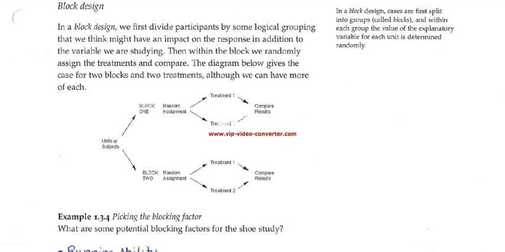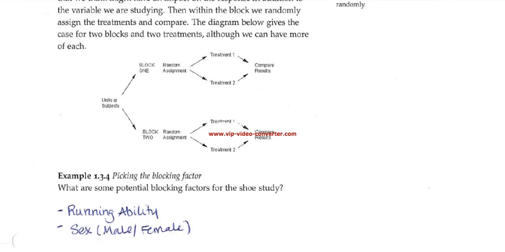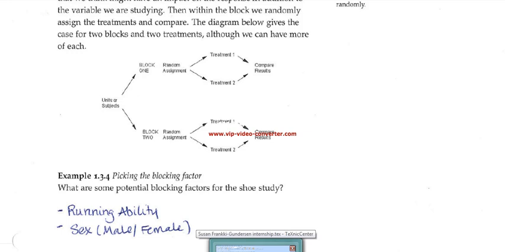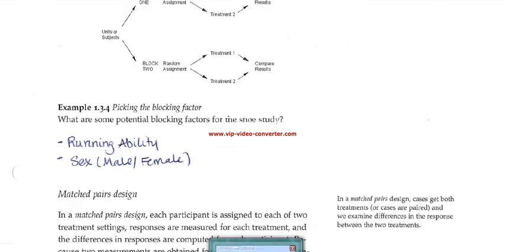Another option is maybe male or female. That might have an effect on the running speed, and so maybe we have the male-female groups, and then within that group we look at the 2 different things, the treatment 1, treatment 2 of the 2 shoe types. Maybe we look at age and have like 4 different age groups and we split up according to that. So there are various different ways that we can do blocking and for various different variables.